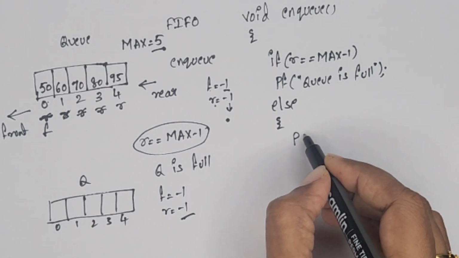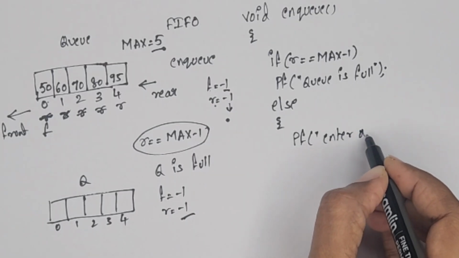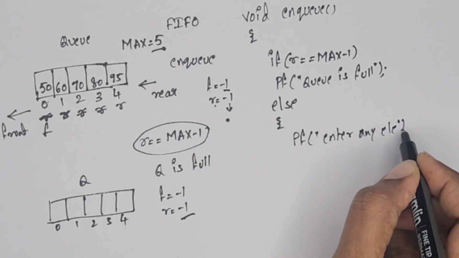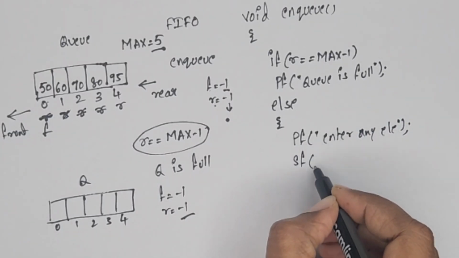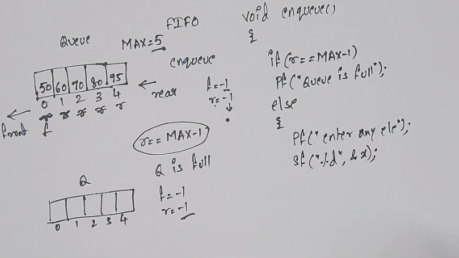So, first of all, we have to read one element. printf, enter any element. That element you can assign to any one variable. I'm going to assign it to x. Now where do we have to insert this x? In the 0th location. Means always you have to increment rear value by 1. In that location we have to insert the element.